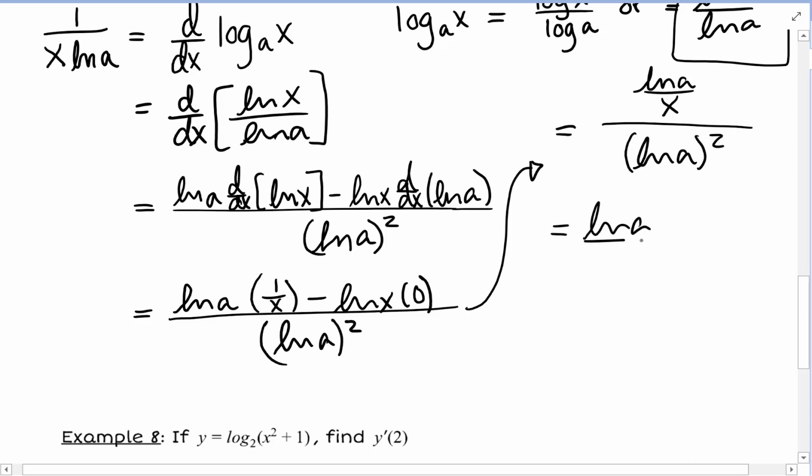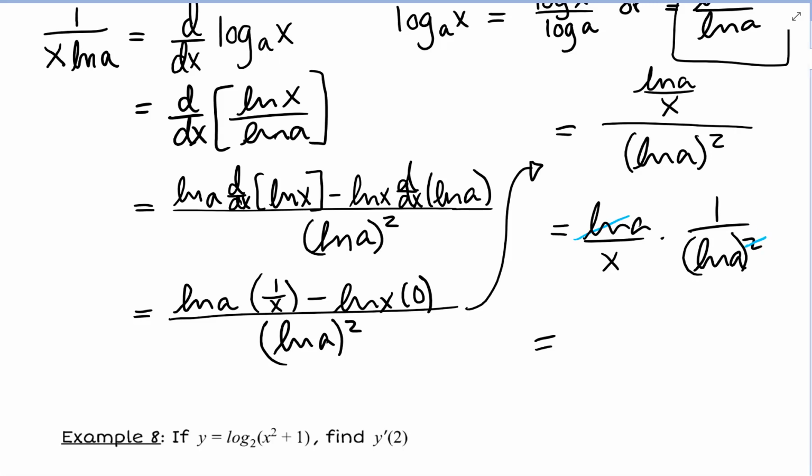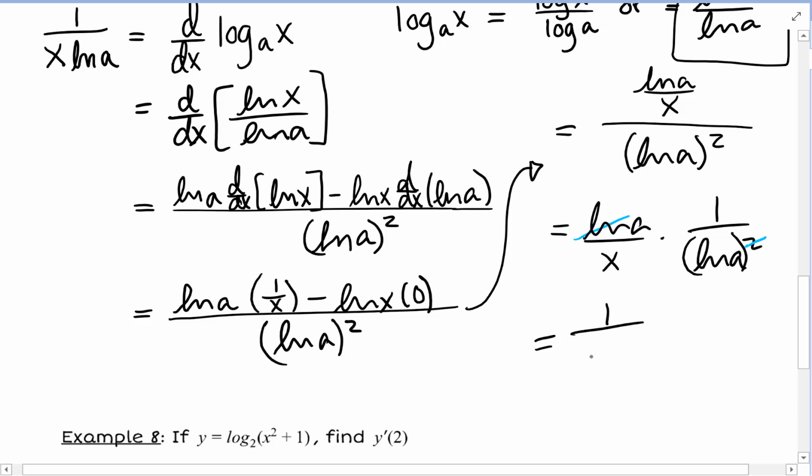Let's rewrite these fractions so that they are next to each other so that we're multiplying by the reciprocal. Natural log of a over natural log of a squared is just going to leave natural log of a in the denominator. So we get 1 over x natural log a, which is what we started with.